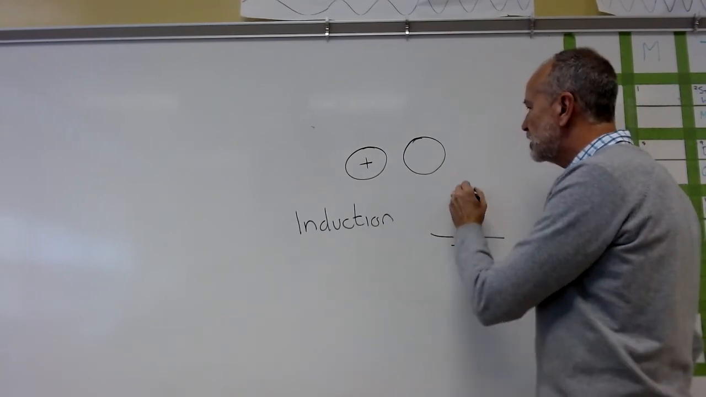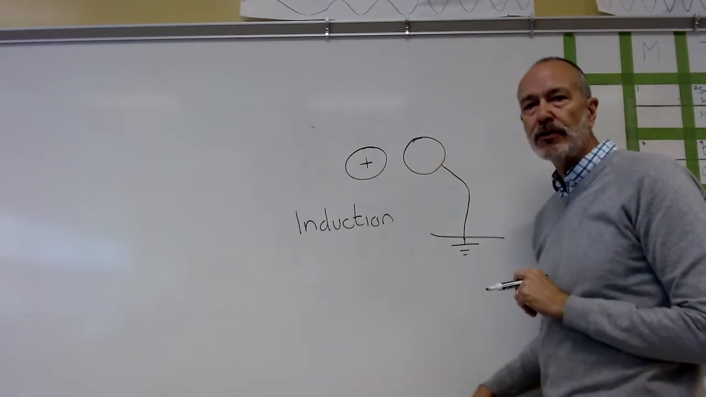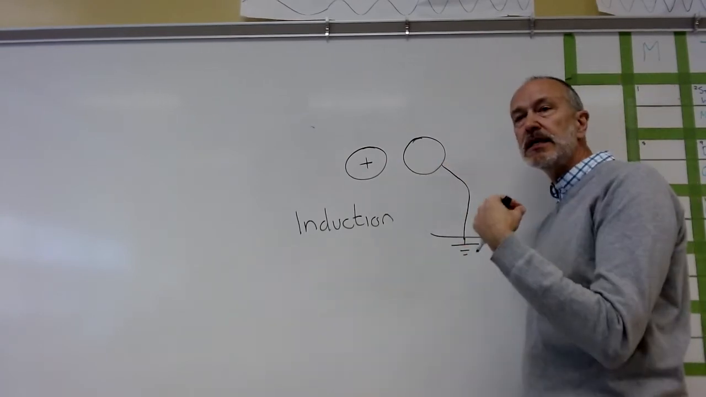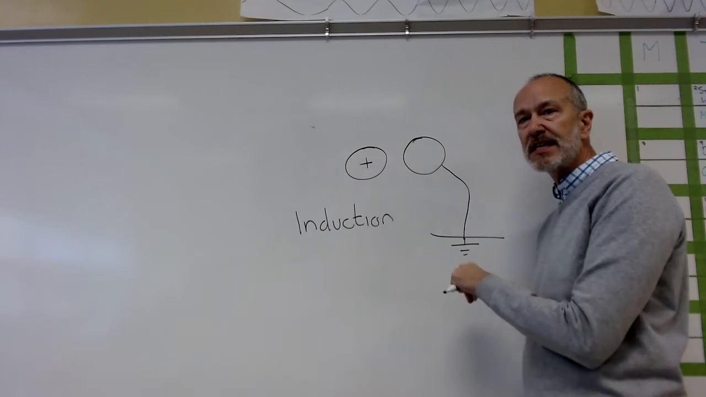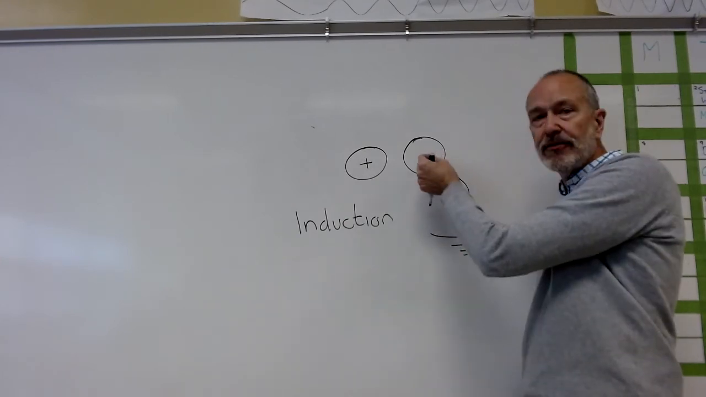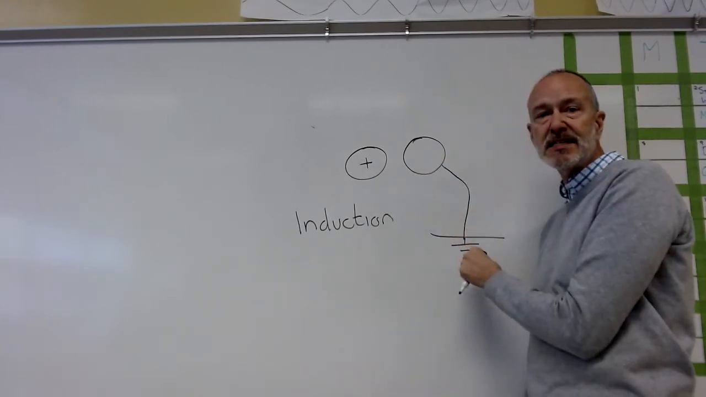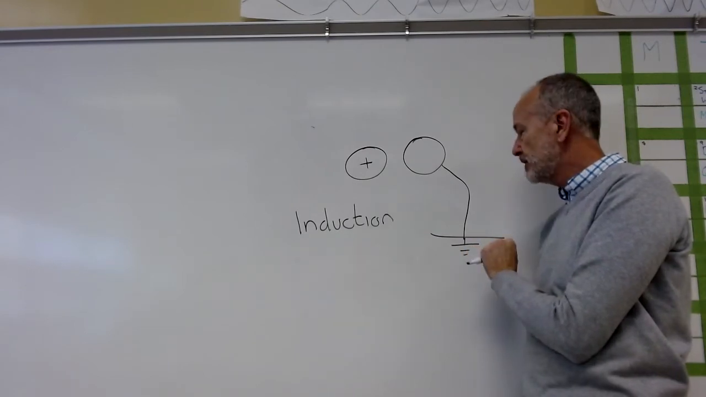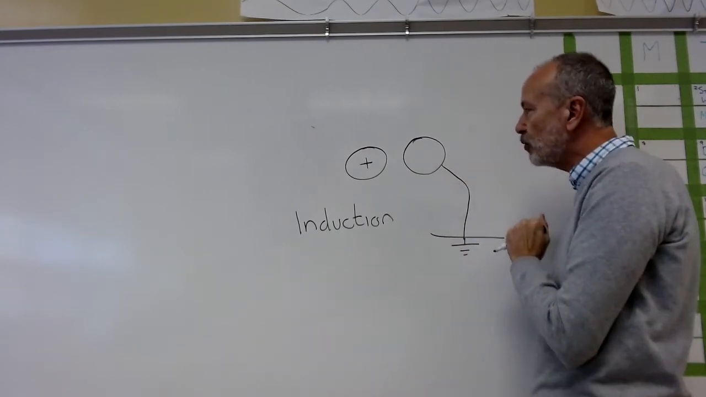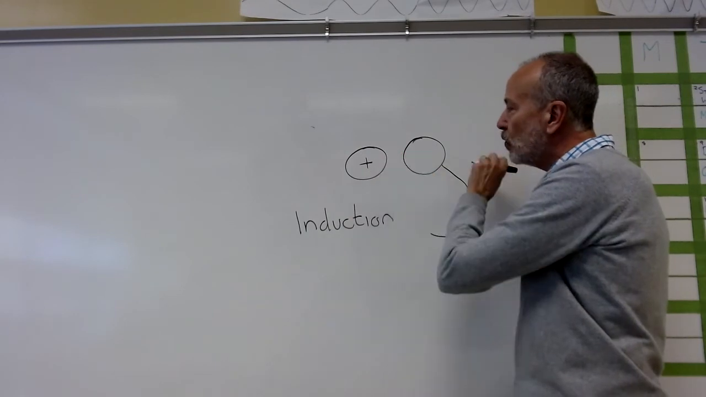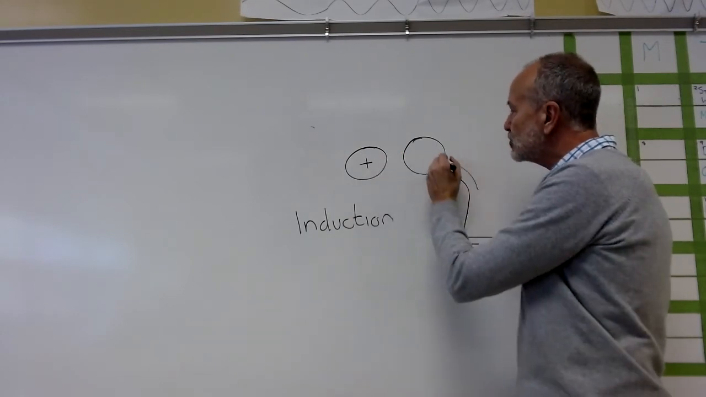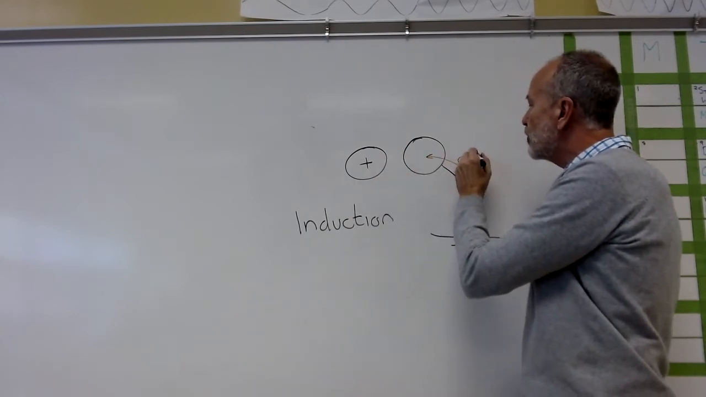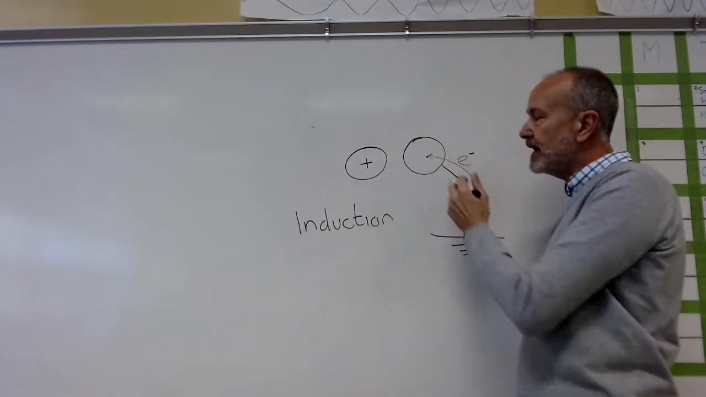I'm not going to touch it, but what I can do is attach a wire to ground. And remember, ground is an infinite source or sink, an infinite supply of electrons or an infinite destination for electrons. So when I hook that up, what happens? Well, electrons want to go that way. So electrons will flow from Earth, from ground, in that direction.